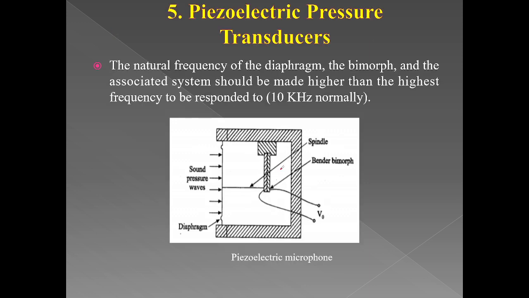And the fifth one is piezoelectric pressure transducer. What happens here, you can see a spindle-like structure given, right? Just like a needle. And here the bender biform is there and it has been covered by a diaphragm. Whenever we talk about pressure transducers, obviously you can be very sure that you will be having a diaphragm placed in it. Okay, so the diaphragm helps in controlling the pressure. The sound pressure waves given here, with the help of the spindle, give a pressure to this biform and the output will be obtained.